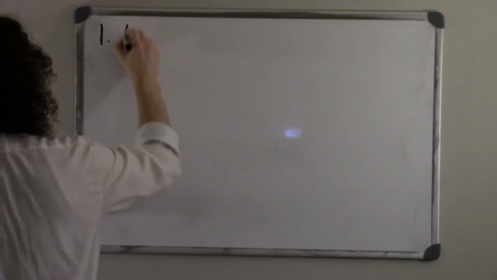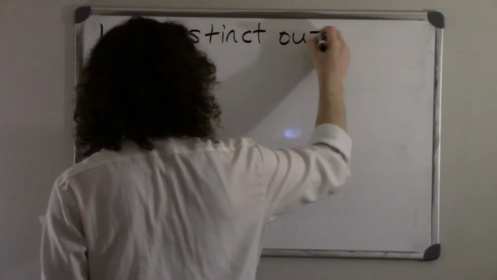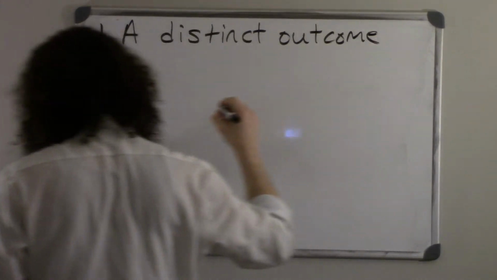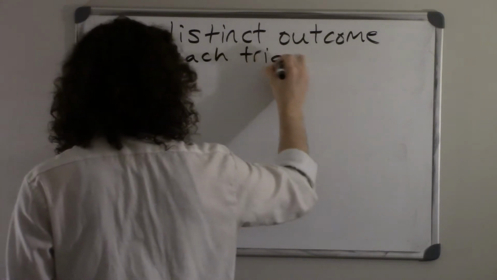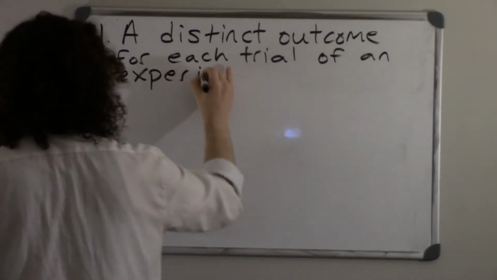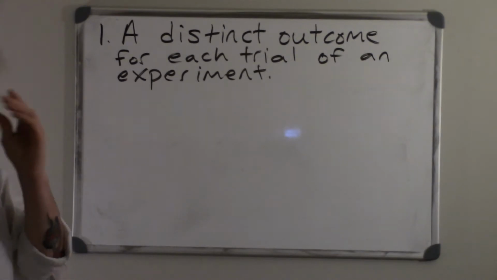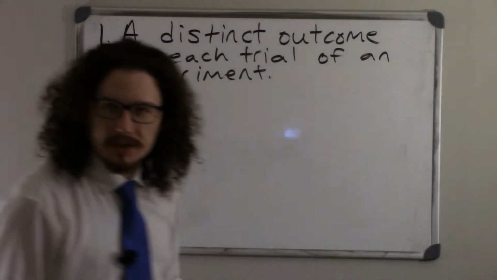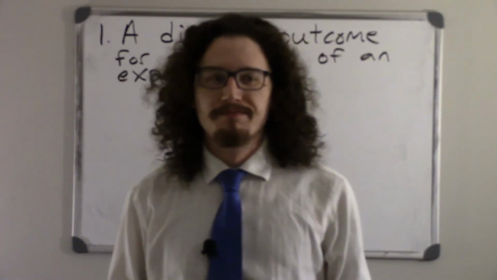All right, there are 3 criteria for a random experiment. The first is that there's a distinct outcome for each trial of an experiment. Right, so this one's relatively simple and straightforward. It also just makes sense. We can't have more than one outcome, right?